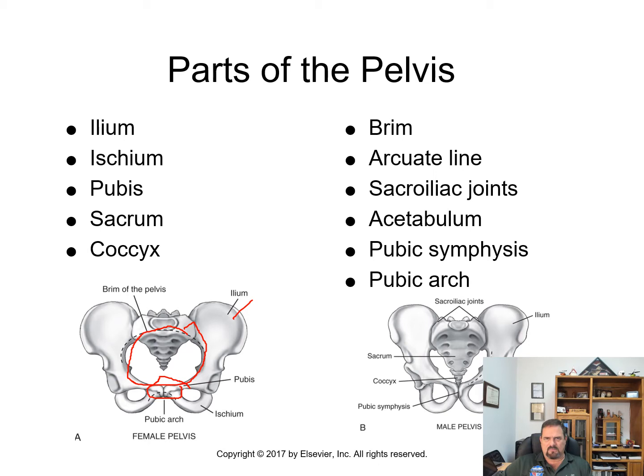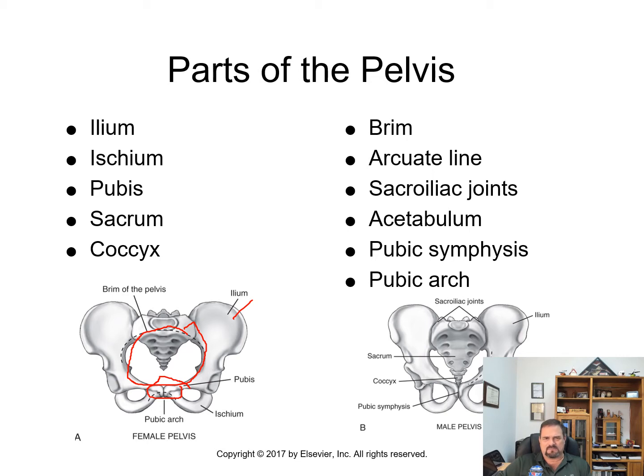Okay. The brim, the arcuate line, the sacroiliac joints, the acetabulum, pubic symphysis, and the pubic arch are all in this particular area. You need to be very, very versed with them. And of course, your acetabulum is where the head of your femur goes into, the coccyx is your tailbone, and the sacrum is the last portion of the spinal column.